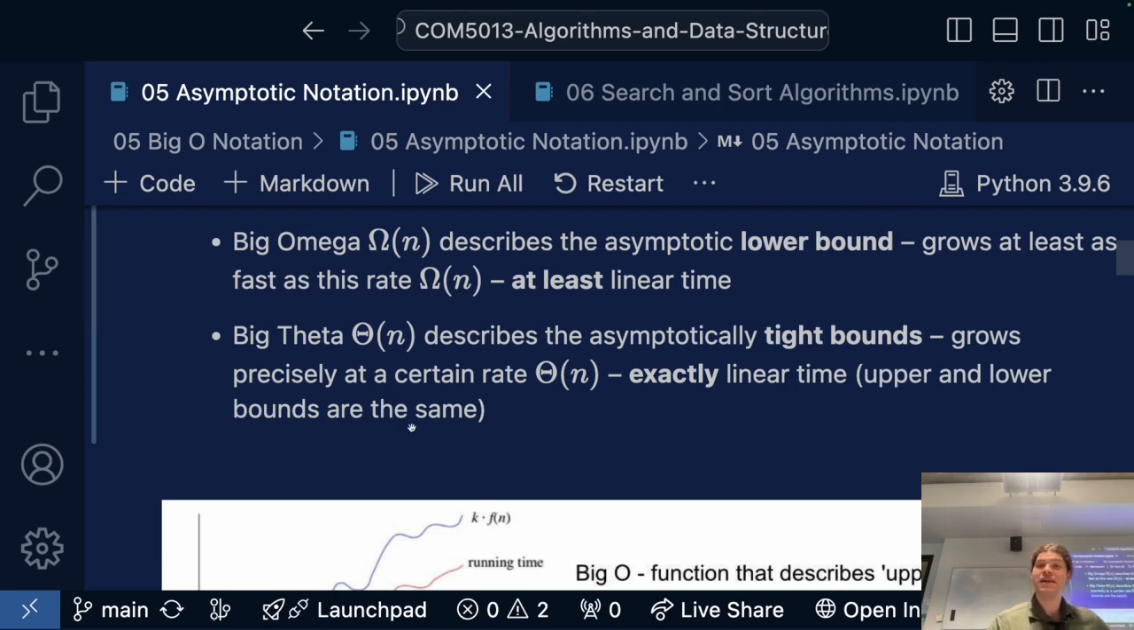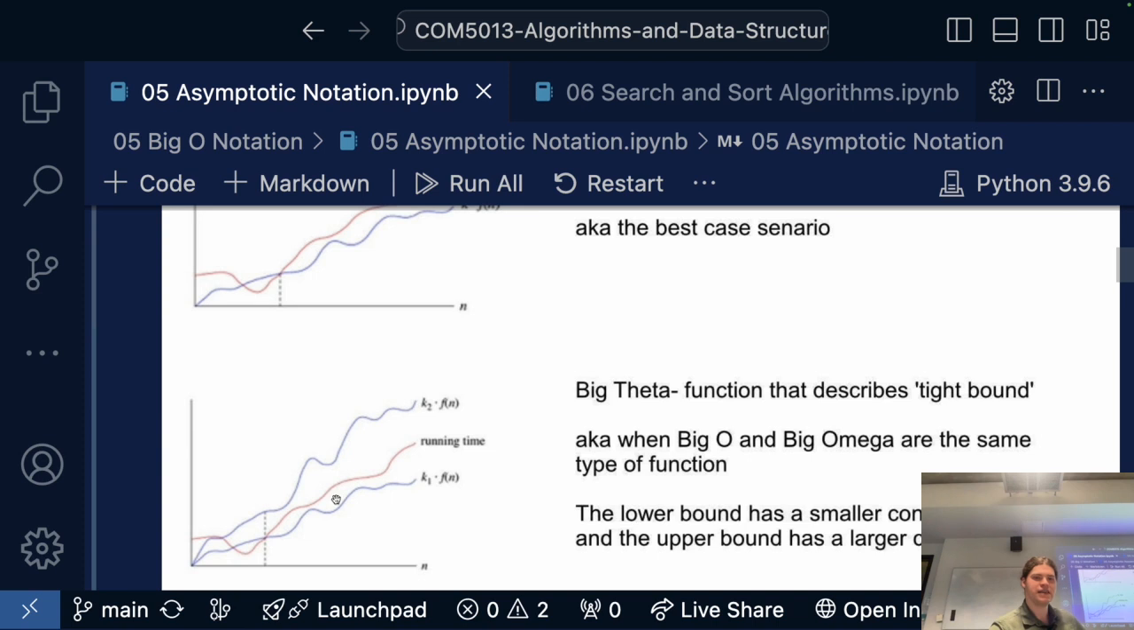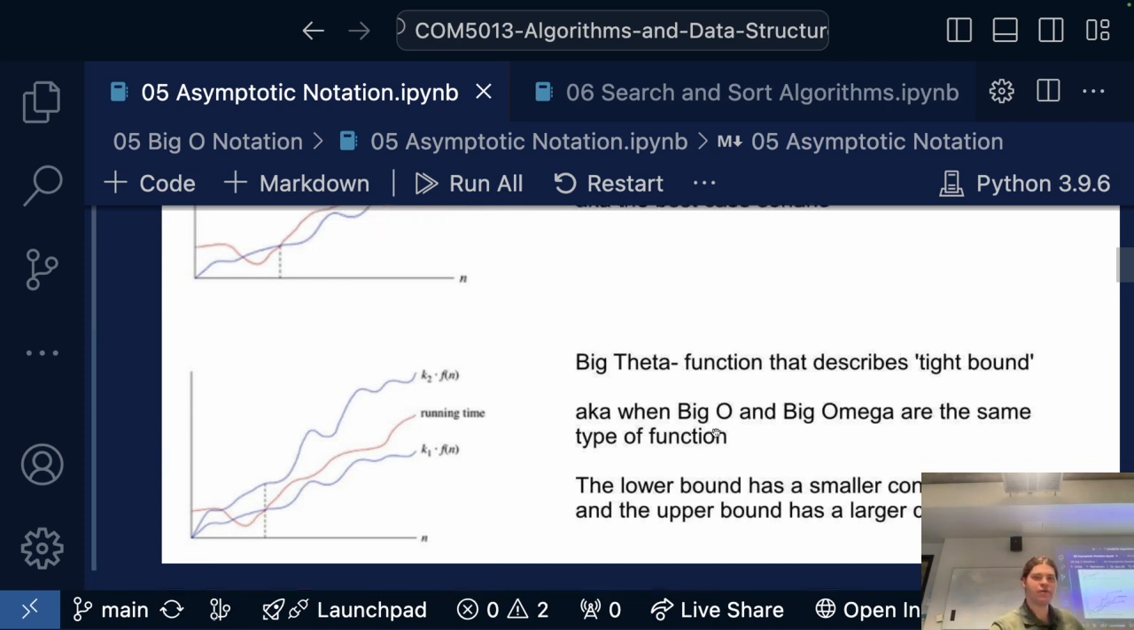And then the one in the middle is where they're asymptotically tight bounds. They're basically the same, precisely at the same rate, exactly at that point. It's going to grow exactly proportional. That's straight in the middle. That's our middle bound here, where they're exactly the same, the constant in one sense.